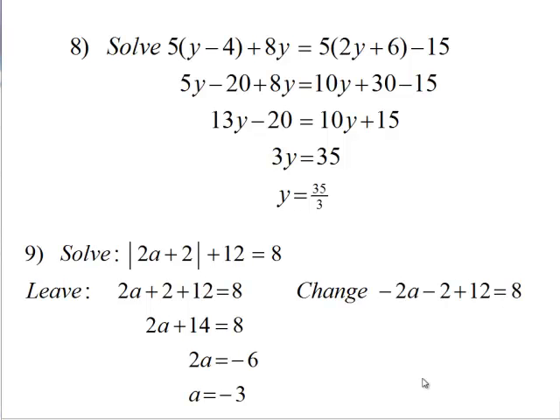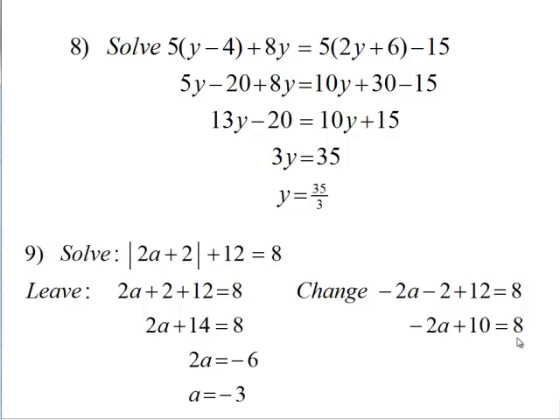I'm sorry. Let's go back. Change what's inside. Negative 2a minus 2 plus 12 is equal to 8. So you leave the whole thing, leave the inside, and then change the inside. It's safer. Don't change the outside. Just change the inside. And then when you combine your 12 minus 2, that makes 10. So it's negative 2a plus 10 is equal to 8.